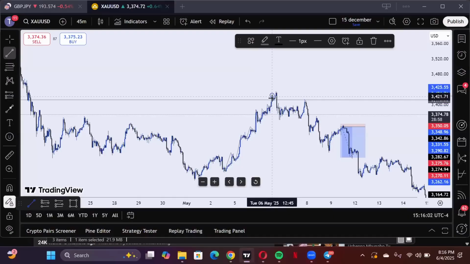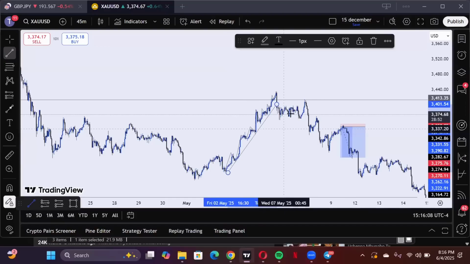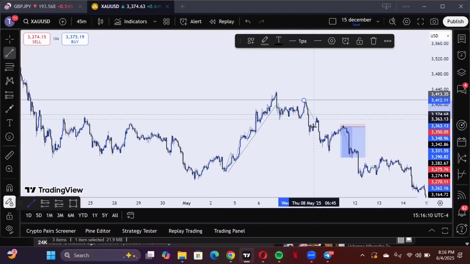So this is made up of what? A series of higher highs and higher lows, and this signifies what? An uptrend. Then this is made up of a series of lower highs and lower lows, and this signifies what? A downtrend. So when our market is on an uptrend, it is basically trending to the upside. When our market is on a downtrend, it is trending to the downside.